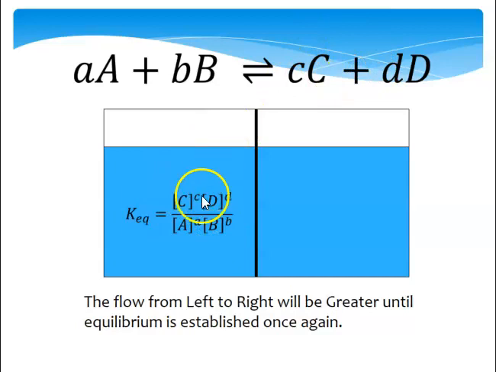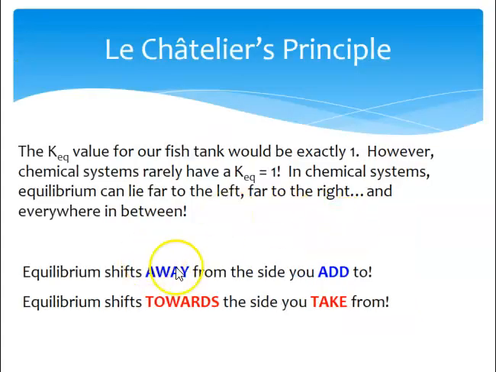It's going to try to increase those concentrations to make this KEQ value equal what it should equal. So it's going to disturb it until it reestablishes those concentrations that will equal the KEQ value for this particular system at this temperature. So, very cool. In a nutshell, I have some alliterative fun here: equilibrium shifts away from the side you add to towards the side you take from.